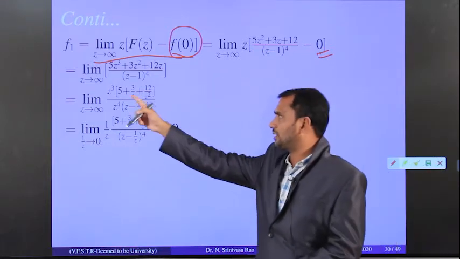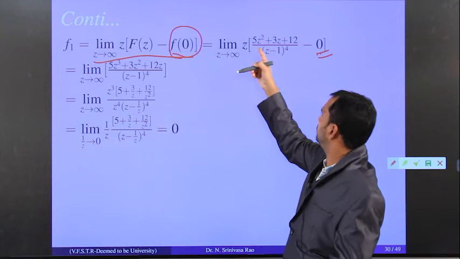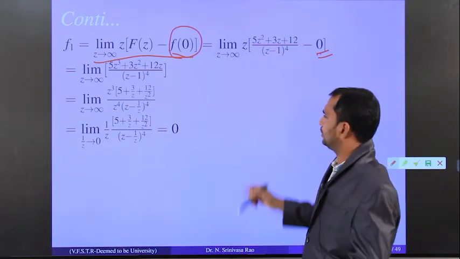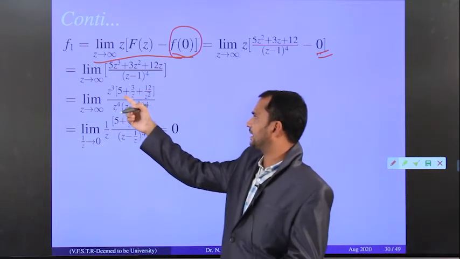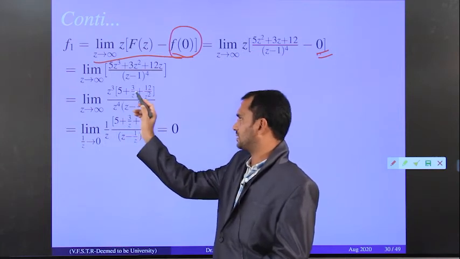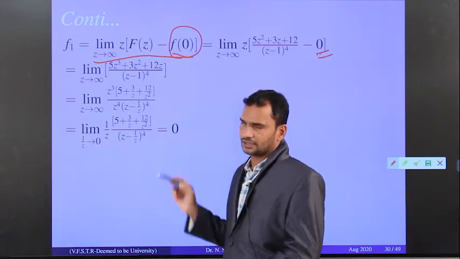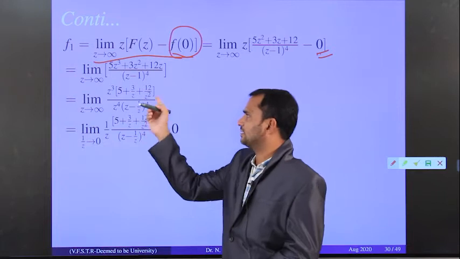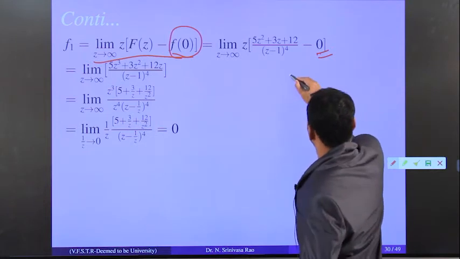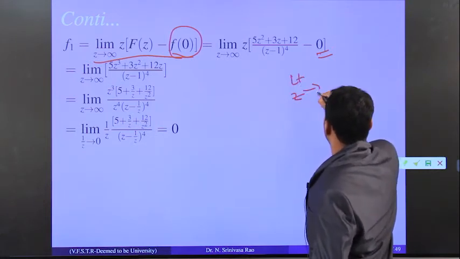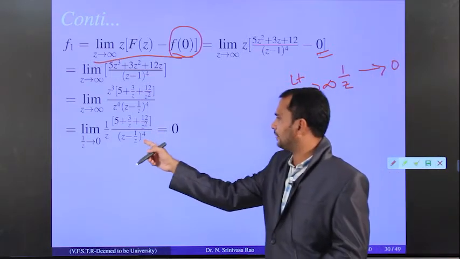Now the limit as z tends to infinity of z into, if you multiply with z, 5z cube plus 3z square plus 12z, whole divided by z minus 1 whole power 4. Here you take z cube common. So you get 5 plus 3 by z plus 12 by z square, whole divided by z power 4 into z minus 1 by z whole power 4. We take it common because our target is to cancel some z terms. Again applying the same formula, as z tends to infinity, 1 by z value is 0.